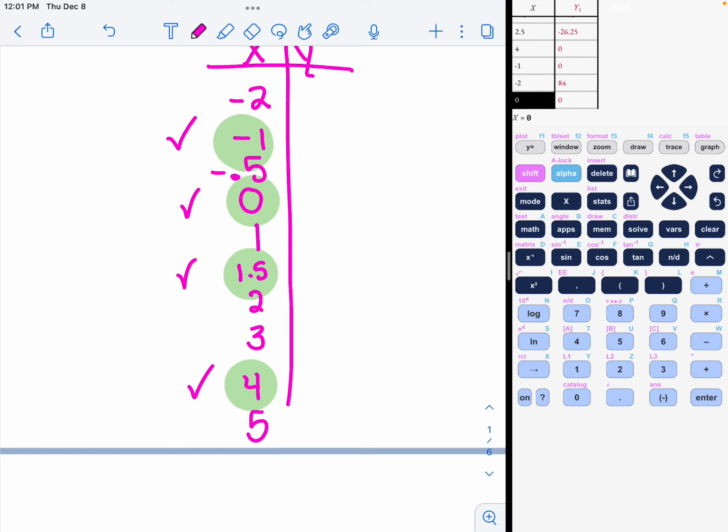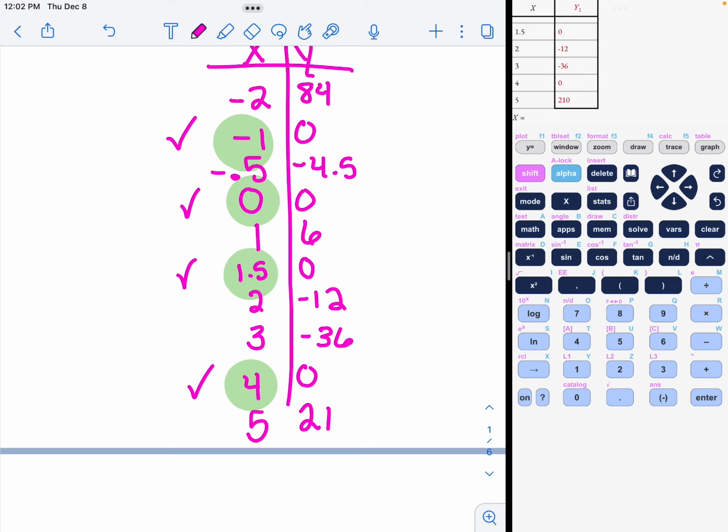Negative 2 is going to give me, oh, 84. Yikes. Negative 1 is going to give me 0. And if it didn't, we'd have a problem. Negative 0.5 is going to give me negative 4.5. 0 should give me a 0 since it is a 0. 1 should give me 6. 1.5 should give me 0. 2 is negative 12. 3 is negative 36. 4 is 0. And 5 is, whoa, 210.